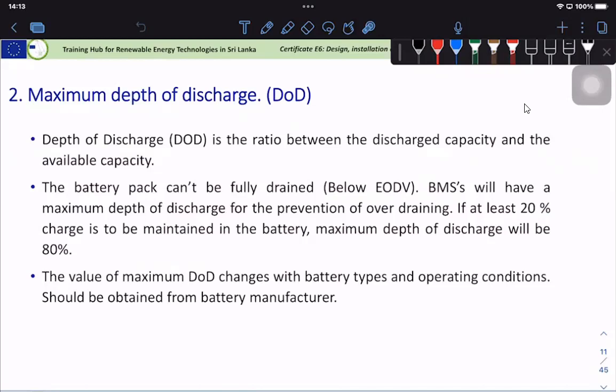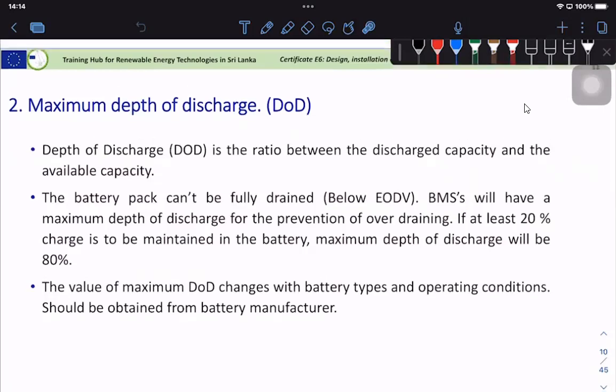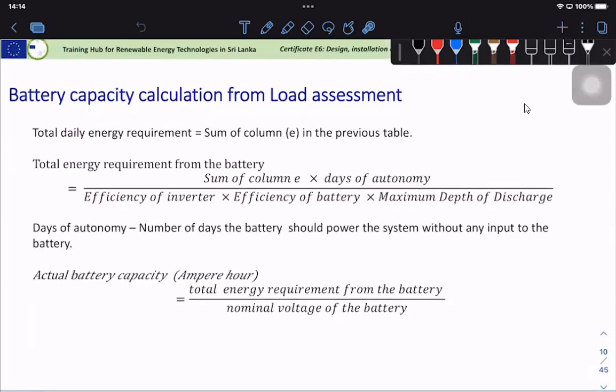These values can be obtained from the battery manufacturer. From their specification we need to find the maximum DOD for this temperature or operating condition, and for this type of battery. That we will set in the BMS for the safety of the battery system. That will also affect the total energy requirement from the battery.